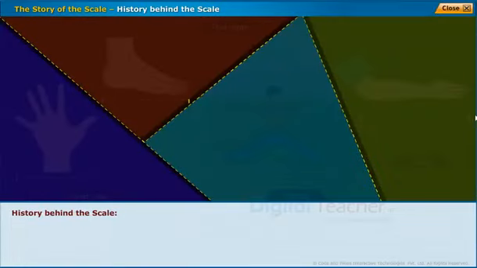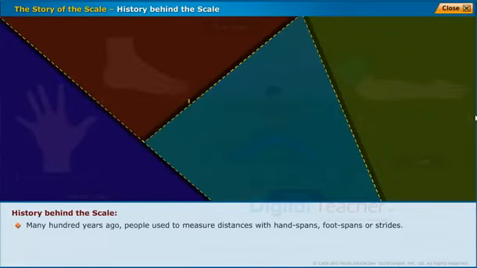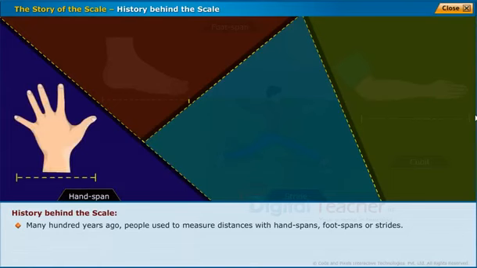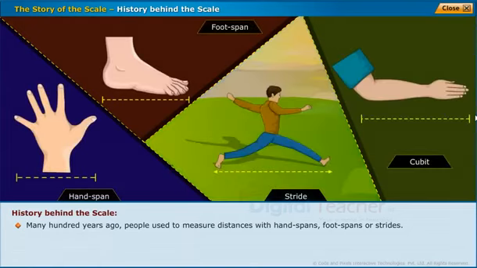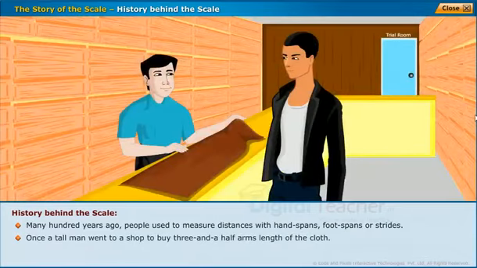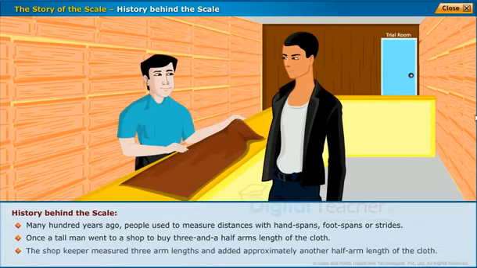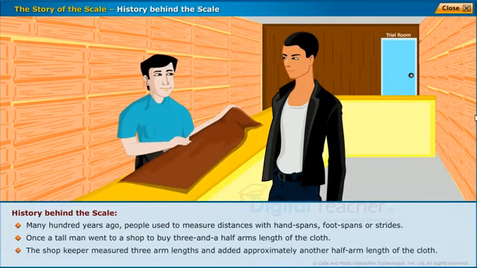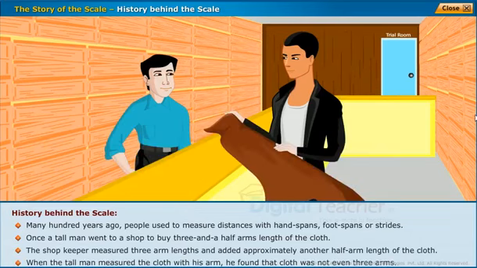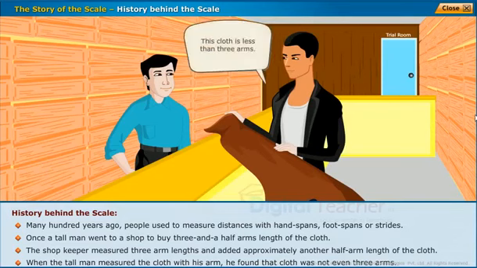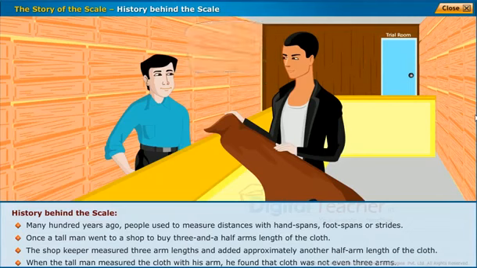History behind the scale. Many hundred years ago, people used to measure distances with hand spans, foot spans or strides. Once, a tall man went to a shop to buy 3.5 arms length of the cloth. I want 3.5 arms length of the cloth. The shopkeeper measured 3 arm lengths and added approximately another half arm length of the cloth. When the tall man measured the cloth with his arm, he found that cloth was not even 3 arms. This cloth is less than 3 arms. I have measured it correctly with my arm.